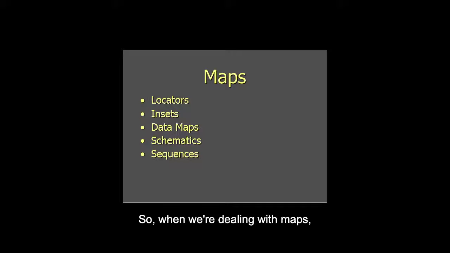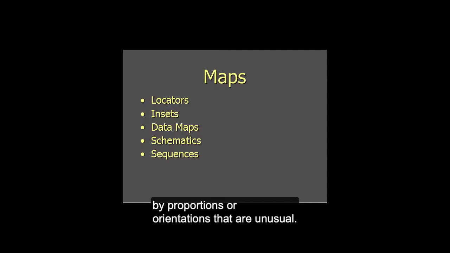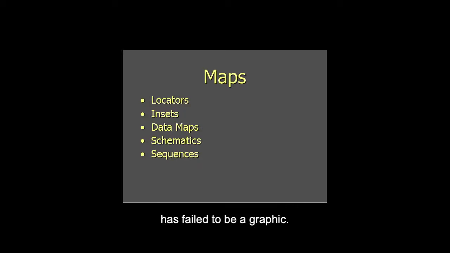So when we're dealing with maps, we want to make sure that we don't deceive by proportions or orientations that are unusual. So we try to remember north should be at the top. And a map that does require a scale to be understood has failed to be a graphic. Maps are best suited for expressing, of course, geographical relationships, labeling topics by place. You don't want to use a map as a graphic for listing specific details. And we also don't want to use a map if the location or path is insignificant to the communicated message.